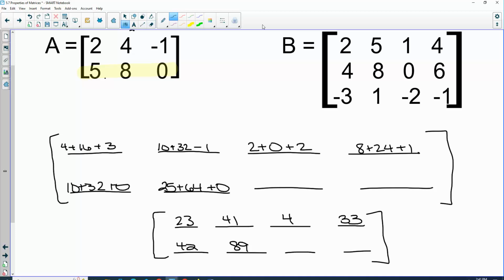Moving to the third column. So 5 times 1 is 5. 8 times 0 is 0. 0 times negative 2 is 0. And we just get a 5. And the last one, 5 times 4 is 20. 6 times 8 is 48. 0 times negative 1 is 0. And we get 68.